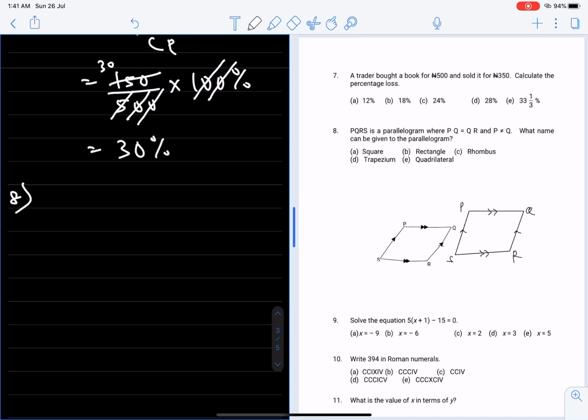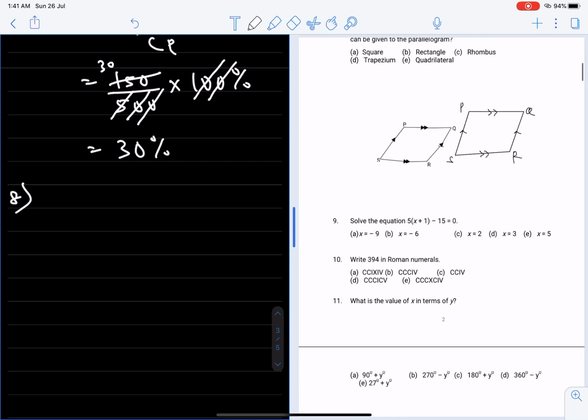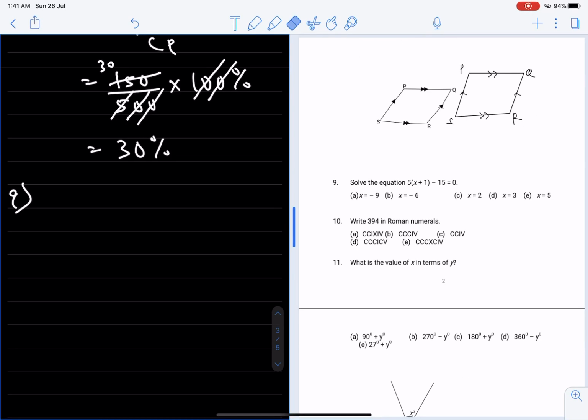Okay, I think we should skip that. That doesn't look quite clear. Let's go to number 9. Number 9 then. If a question is not clear, then it's a bonus. That's supposed to be a bonus too. And now to number 9.